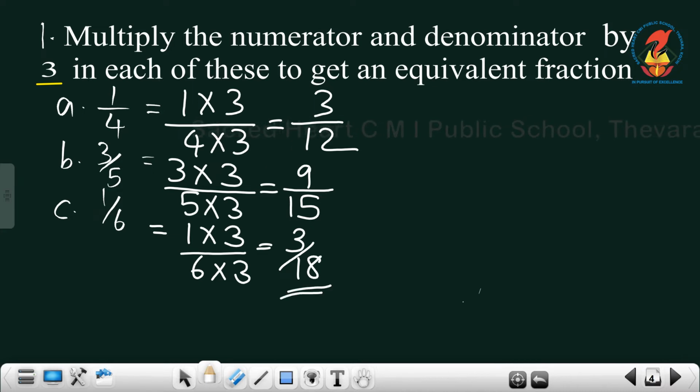See children, for 1 by 4, that is 1 into 3, 4 into 3, the answer is 3 by 12. For 3 by 5, 3 into 3, 5 into 3, 9 by 15. And for 1 by 6, 1 into 3, 6 into 3, and the answer is 3 by 18. All these are equivalent fractions of these fractions, right? 1 by 4, 3 by 5 and 1 by 6.